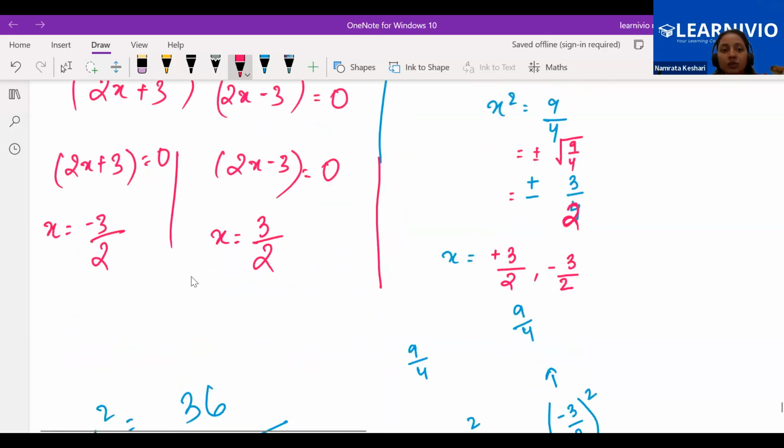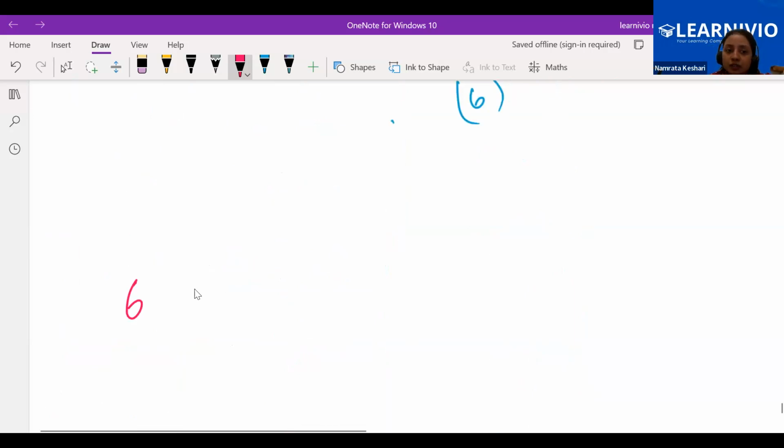Okay, so if we are having this as a quadratic equation, 6x square minus 2x is equal to 0, how to solve this, Zoha? Okay, ma'am, can you explain this?